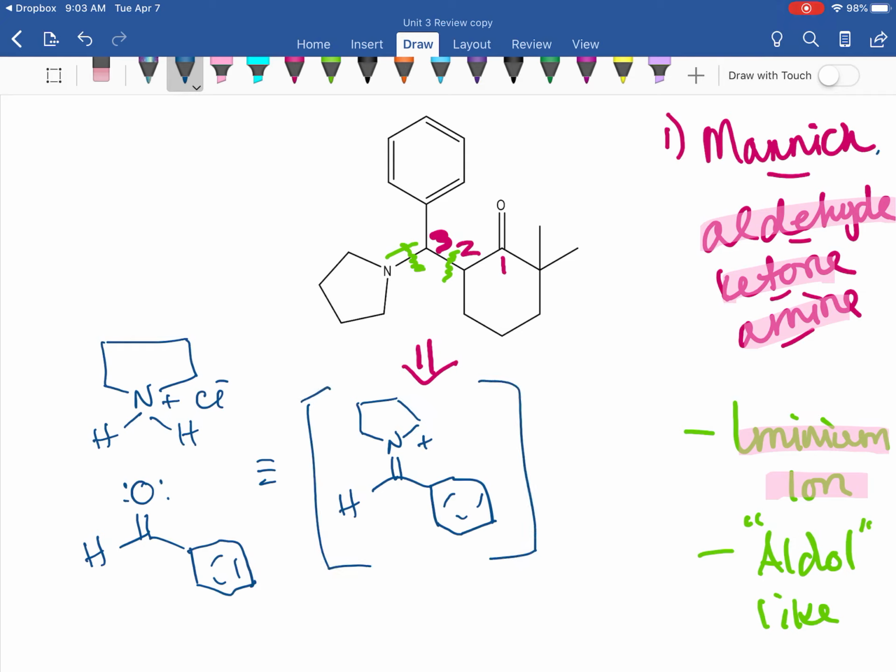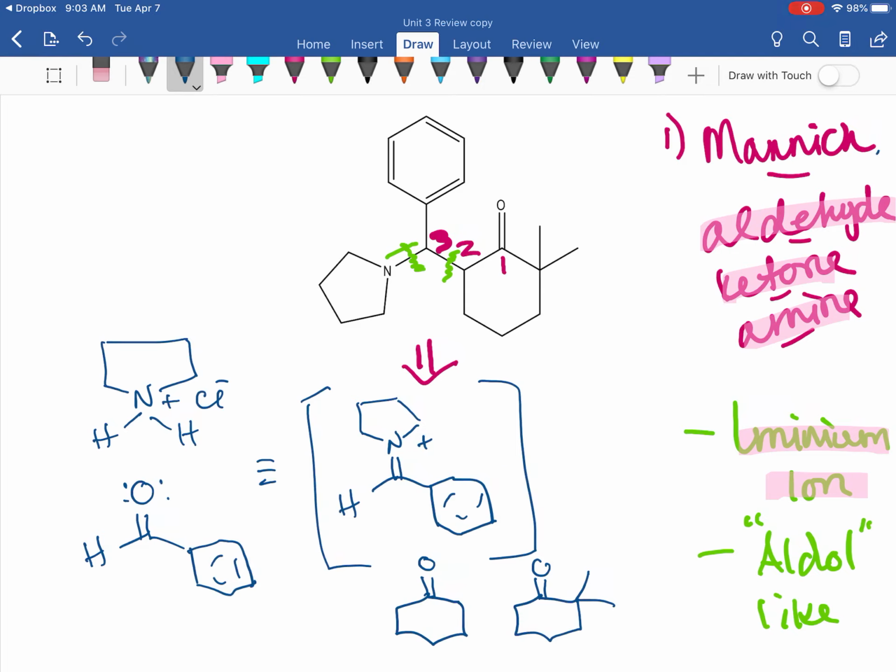I'm going to put brackets on there. That would be our intermediate in the Mannich. And then now let's do our aldol-like step, where we use our ketone. Remember, this is all about rates. Aldehyde's going to react first. Ketone's going to be second. So we can use our ketone. We could use either this or the already alkylated one.